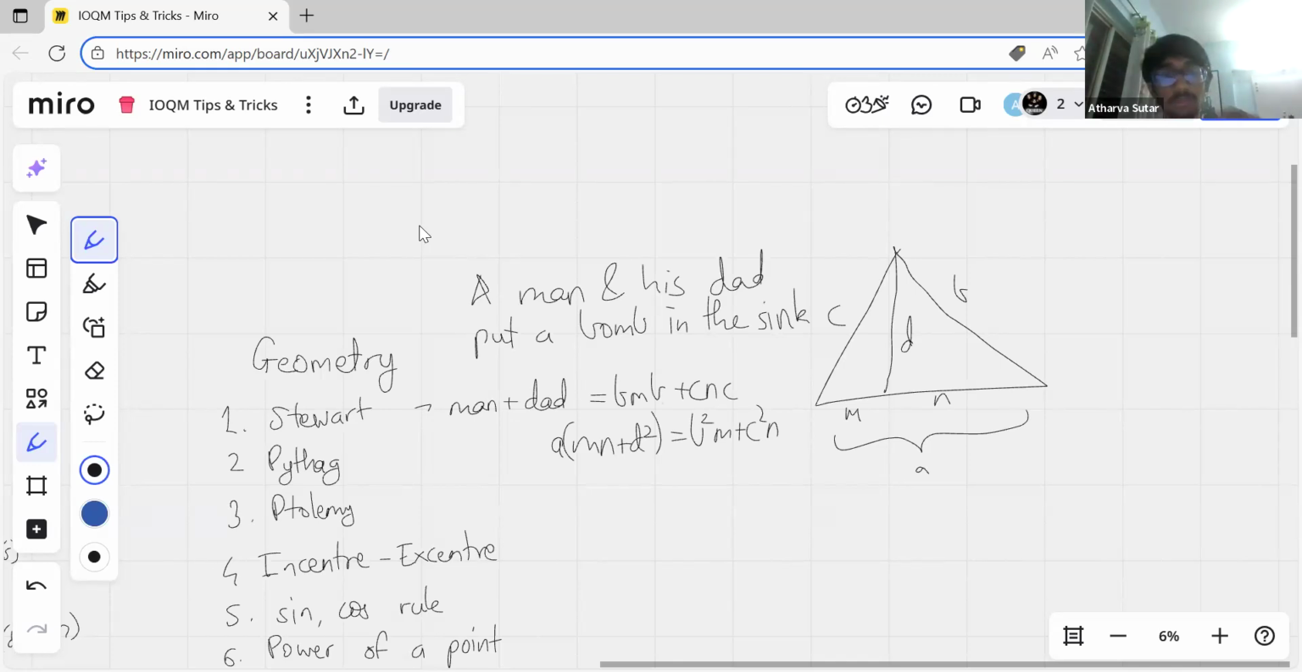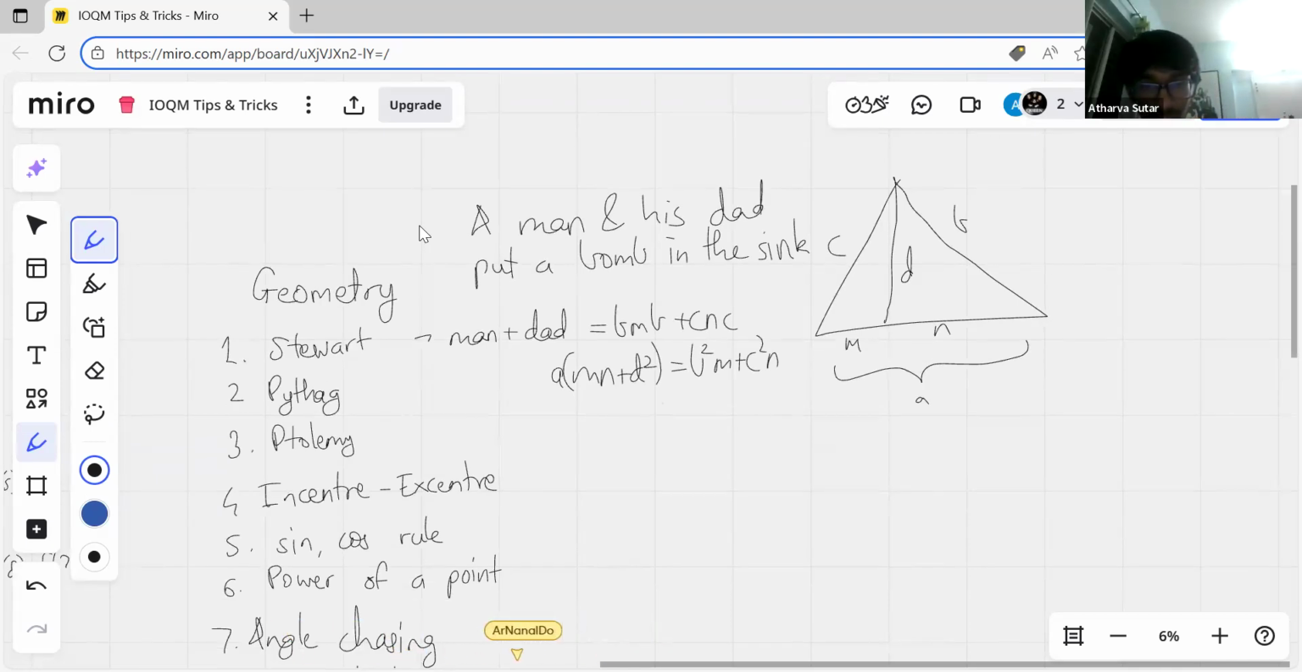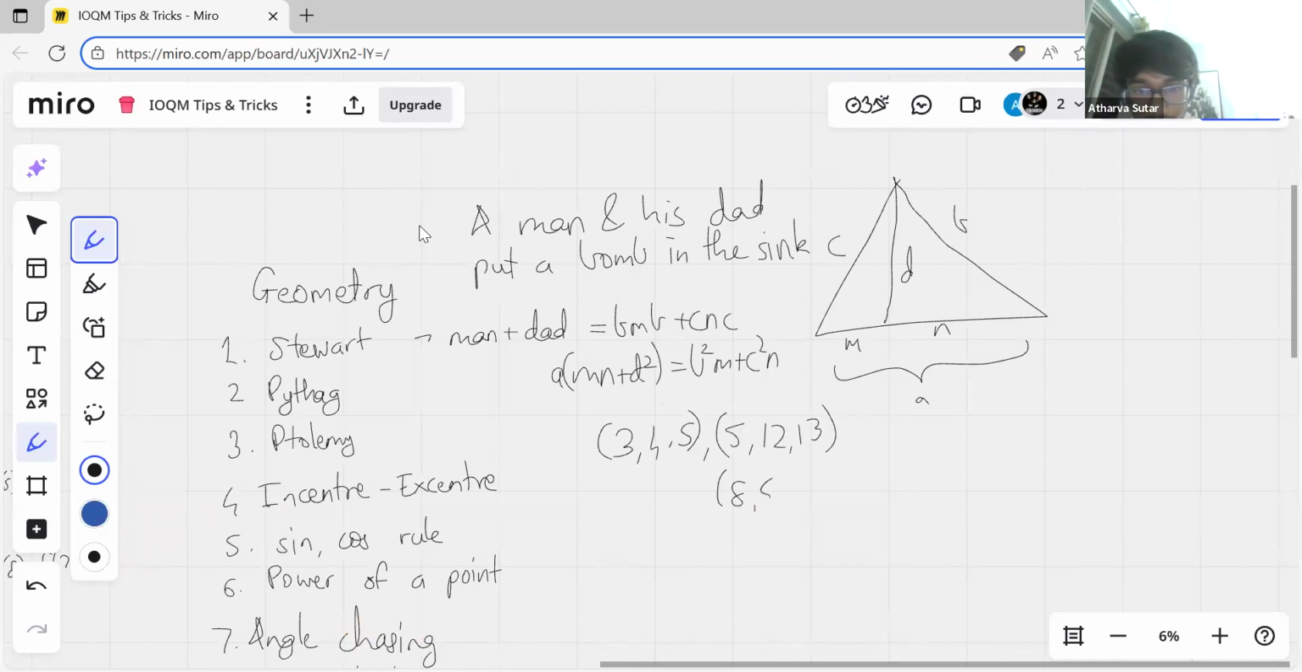So that's for Stewart's. Then for Pythagoras, you need to remember some triplets, because if it comes up in a problem, like the lengths are 30, 40, and 50, you can instantly say that this triangle has a right angle, and that makes stuff extremely easy to calculate. So remember the important triplets 3, 4, 5, and multiples of these obviously. Then 5, 12, 13, and 8, 15, 17.